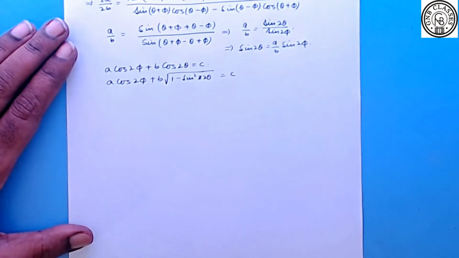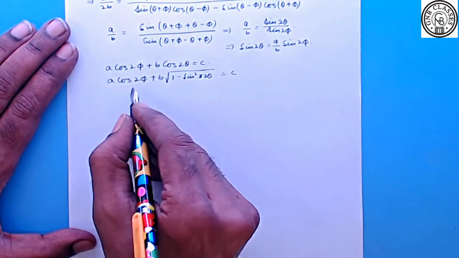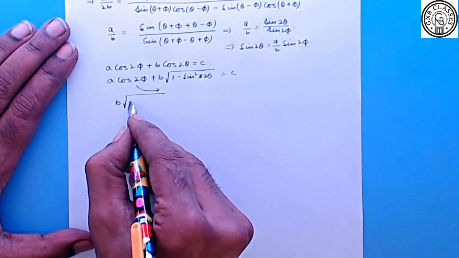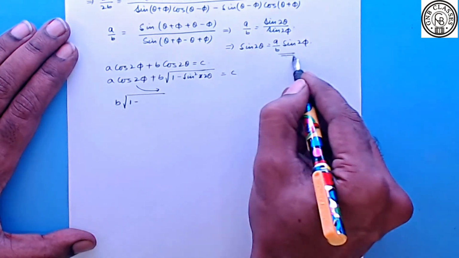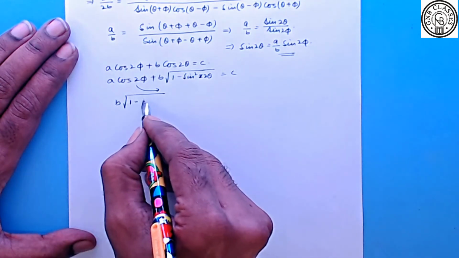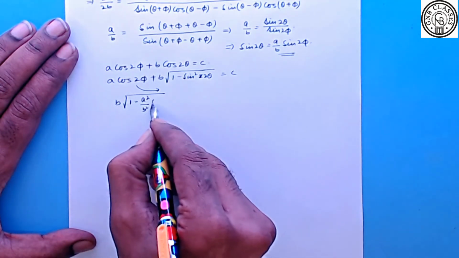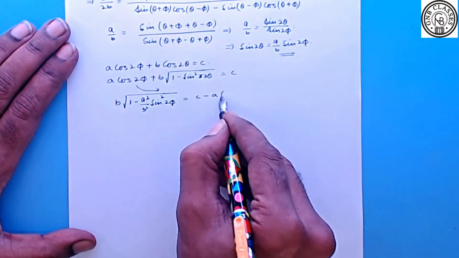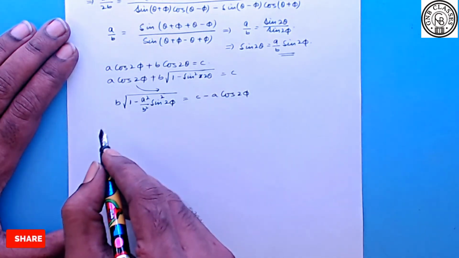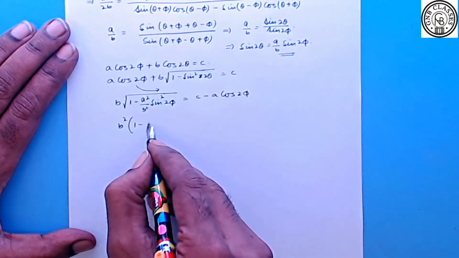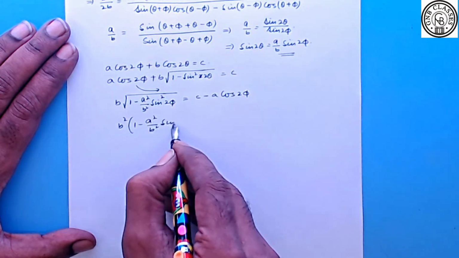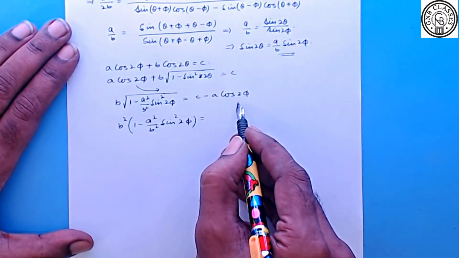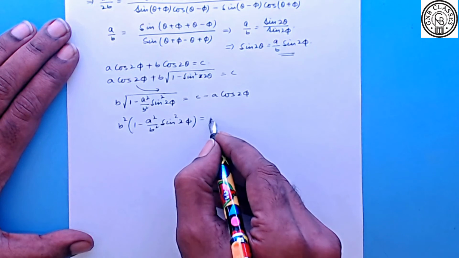Now what I am doing is taking this a cos 2 phi to the right hand side, so we have b under root 1 minus sin square 2 theta, where sin 2 theta is replaced by a by b sin 2 phi. So it is basically, which is equal to c minus a cos 2 phi. And let me square both sides, so we have c minus a cos 2 phi whole square, and a minus b whole square formula, I am breaking it.